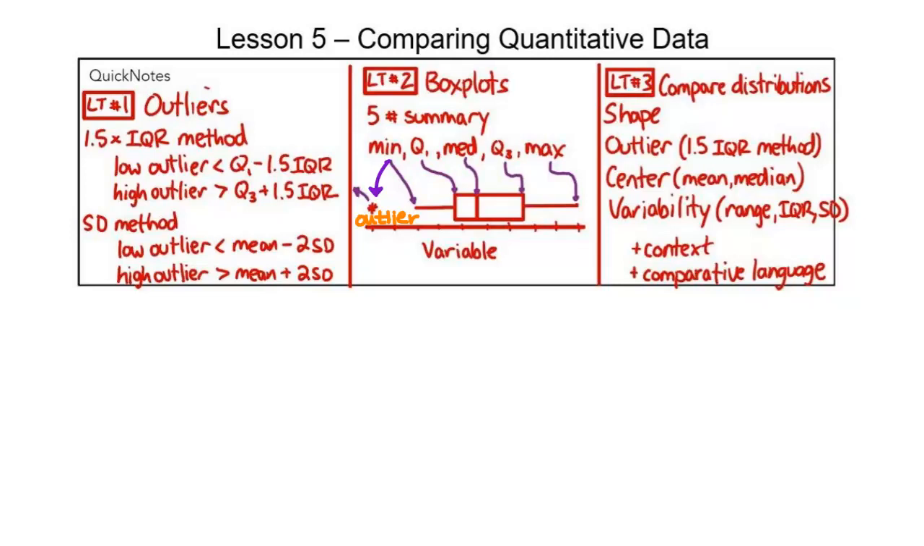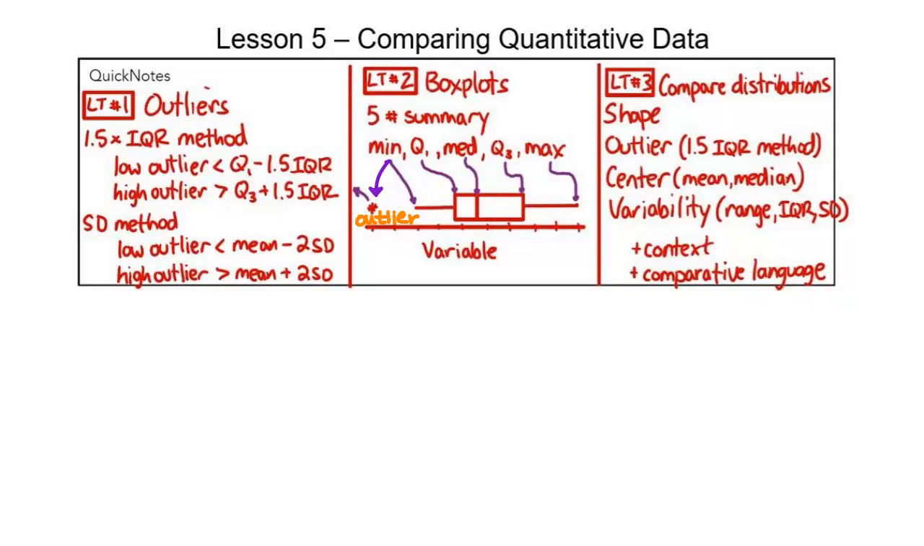So yeah, shape, outlier, centers, variability. Whatever measure of center it is that you use for one distribution, you have to compare it to the exact same measure on the other. So I couldn't compare the mean of one to the median of the other. That's not apples to apples. So mean to mean, median to median.